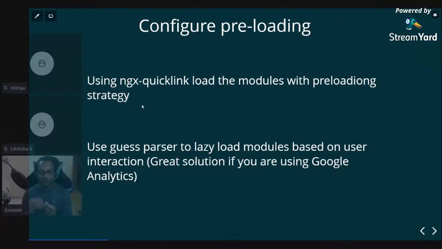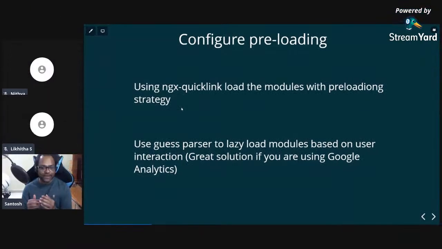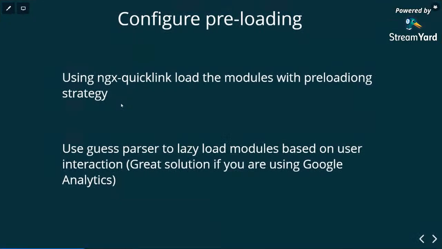So it will try to download the bundles in case your user has sufficient bandwidth and is not interacting with the website. If he's interacting with the website, of course, he's using some of the bandwidth, and we don't want to download that package at that moment, because otherwise it may hang the user's machine. So we don't want to do that. NGX Quick Link does it automatically for you. You just have to install the package and apply it as a preloading strategy.